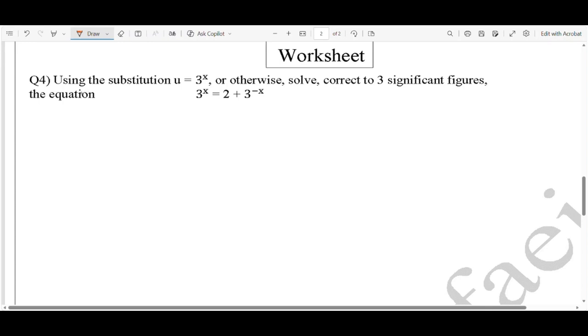I'm going to revise the exponential rules. You know that the negative power, you have to flip it to make it positive. So 3 to the power negative x is 1 over 3 to the power x. Let's solve it. 3 to the power x equals 2 plus 1 over 3 to the power x. I'm going to switch 3 to the power x to the letter u. U equals 2 plus 1 over u.